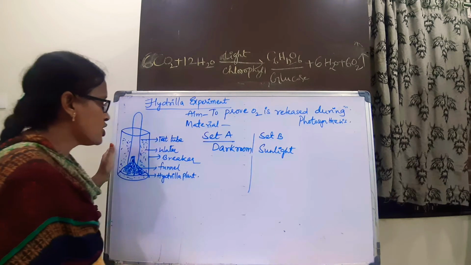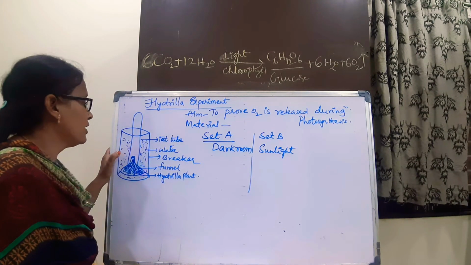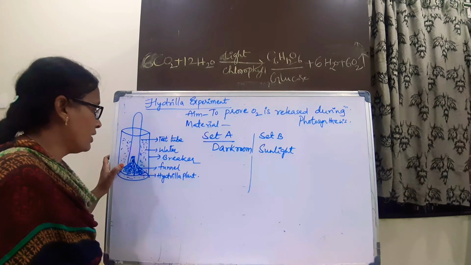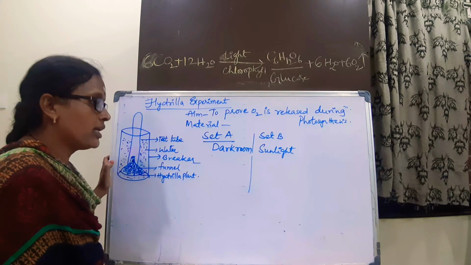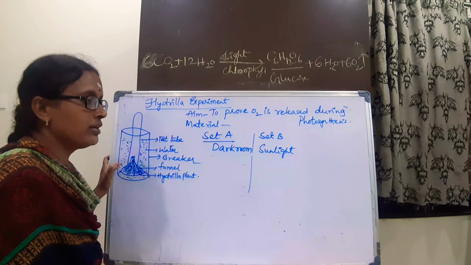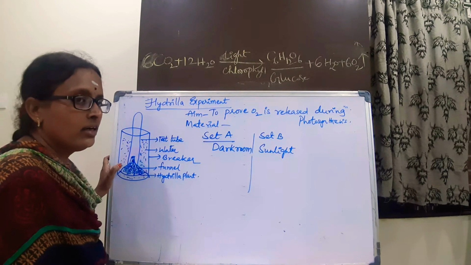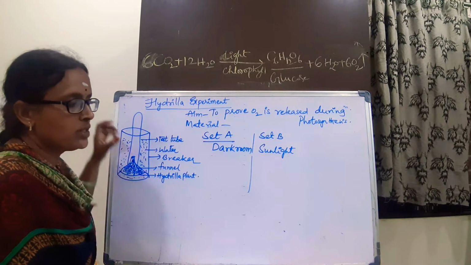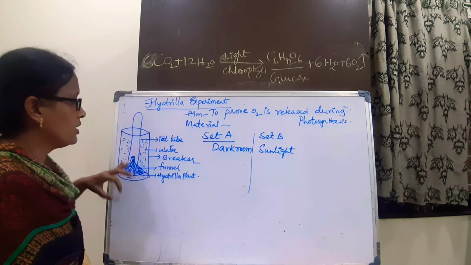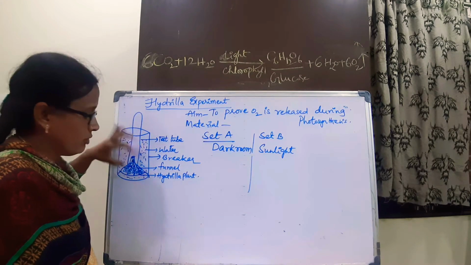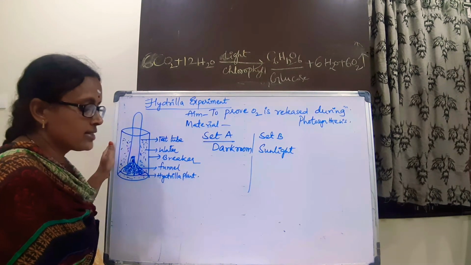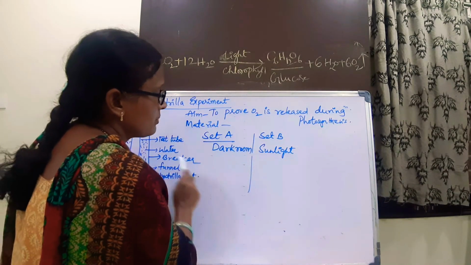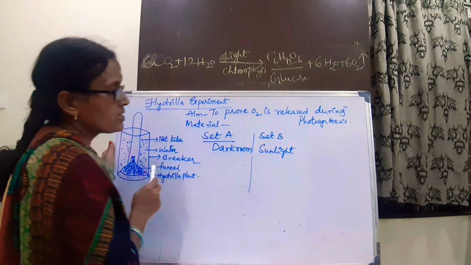Arrange the apparatus as shown in the figure. We are taking the funnel, and in that funnel we are arranging the hydrilla plants, which are kept in the bottom of the beaker. Above that we are placing a test tube, inverted on that funnel. We have prepared two sets, and one set is kept in the dark room and another in the sunlight.